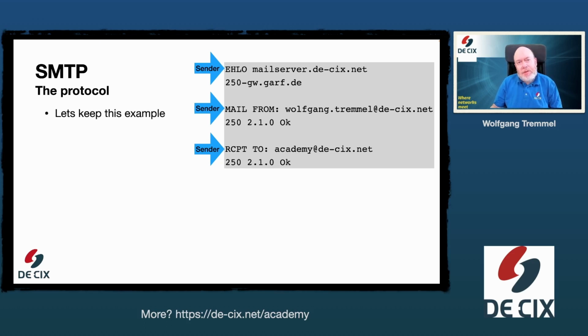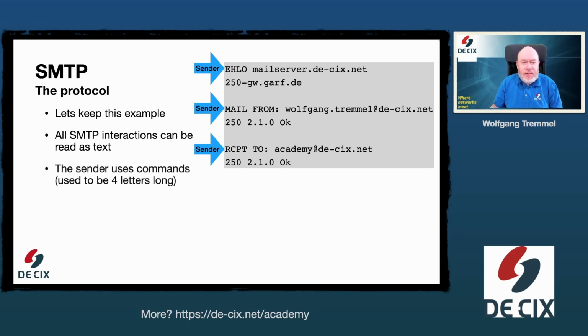The SMTP protocol, well, it has simple in the name, and it really is a simple protocol. All SMTP interactions between systems can be read as text. So there is, in its purest form, no binary. The sender uses commands. Well, they used to be just 4 letters long, and the receiver uses status codes 3 digits long. That's SMTP. It's very simple. And it starts here with EHLO.